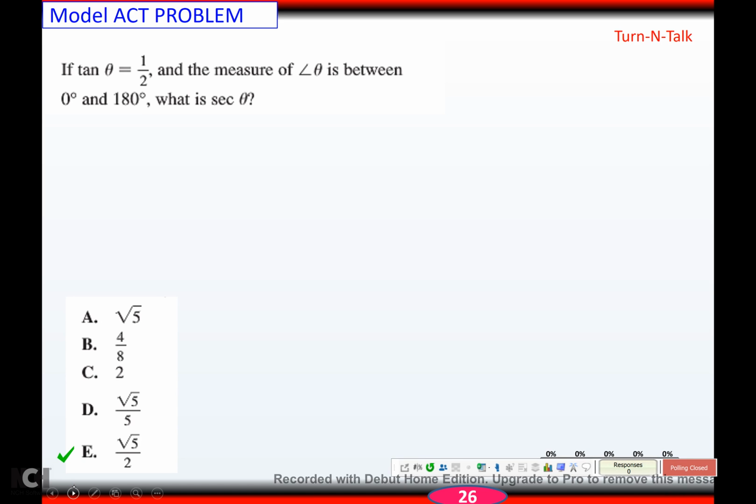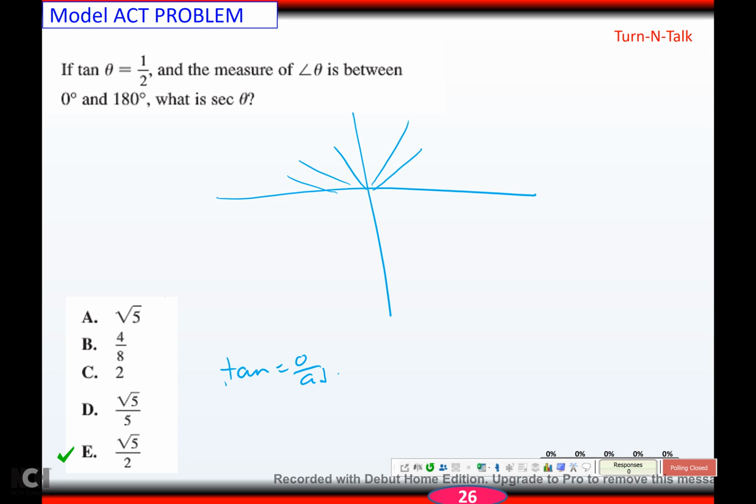All right, if tangent theta is 1/2 and the measure of angle theta is between 0 and 180, that means my reference angle can be anywhere in these two quadrants. Okay, well that's going to depend on what my function is. Tangent is opposite over adjacent, and it's telling me that my opposite is positive 1 and my adjacent is positive 2. Well, that means if I'm up here, in this quadrant, would my opposite be positive? Yeah. Would my adjacent be positive? Yeah. Okay, I can't be down here because it's limiting me to 0 and 180.